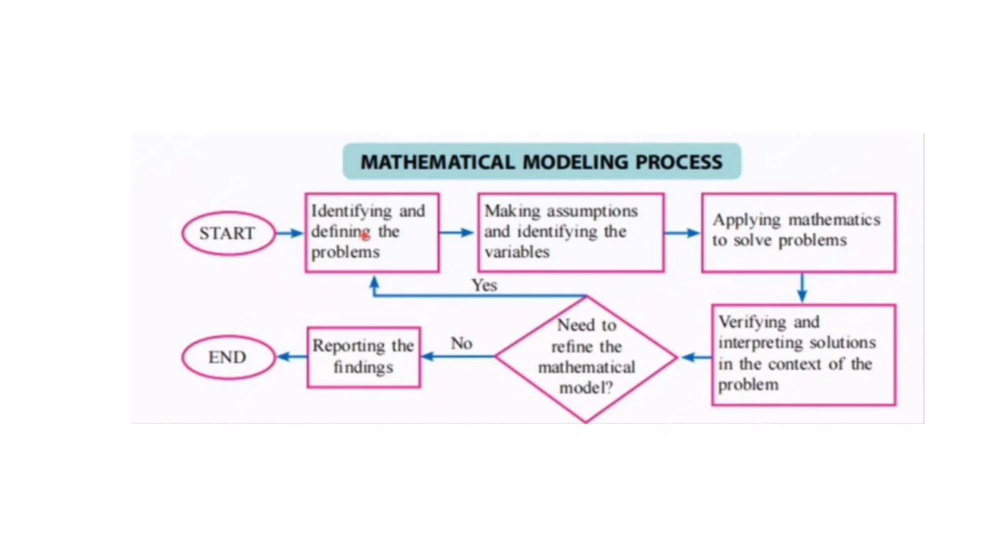As the conclusion, the mathematical modeling process starts by identifying and defining the problem. Second is making assumptions and identifying the variables. Third is applying mathematics to solve the problem. Fourth is verifying and interpreting the solution in the context of the problem. Fifth is refining the mathematical model. If not, we report the findings until the end.